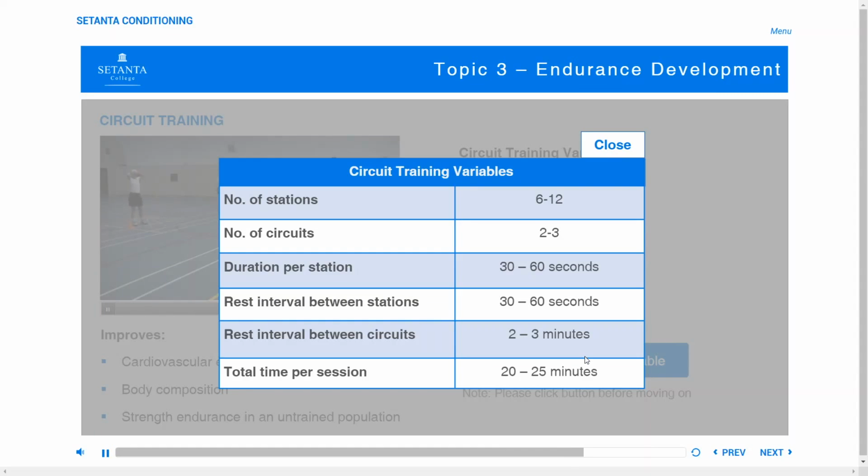A circuit may consist of between 6 and 12 stations or exercises, which may be repeated several times. Each station may be performed for a duration of approximately 30 to 60 seconds before moving on to the next one. The rest interval between each station can be anywhere from 30 to 60 seconds, with up to 3 minutes rest between circuits. Each circuit training session should take approximately 20 to 25 minutes. Beginners should individualize duration per station and rest intervals according to their current fitness levels.